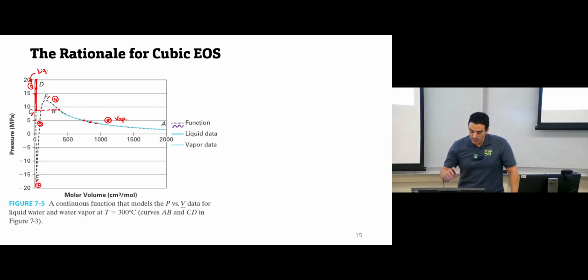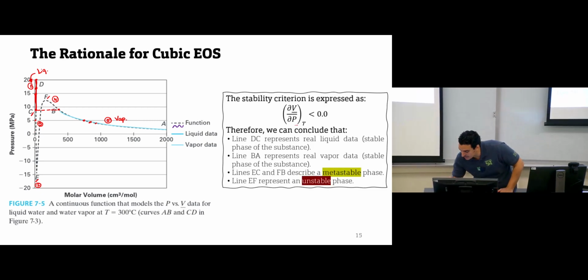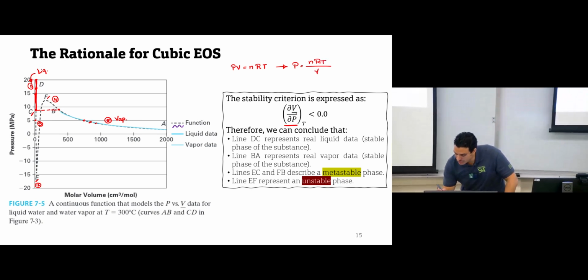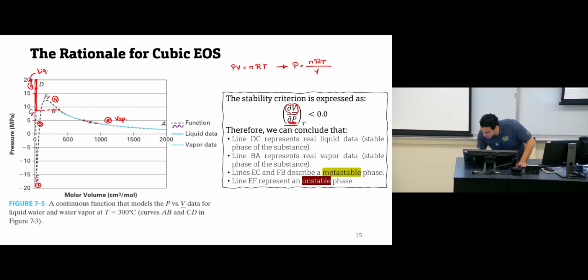Okay, so how can we name this? Here we have something called the stability criteria. We know that PV equals nRT. If you rewrite this equation, P is nRT over V, so we have an inverse relationship between pressure and volume. This means that if you need to see how the volume changes with pressure changes, this will be negative. This should be less than 0.